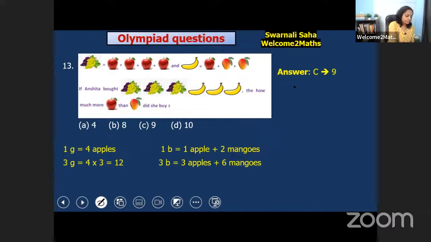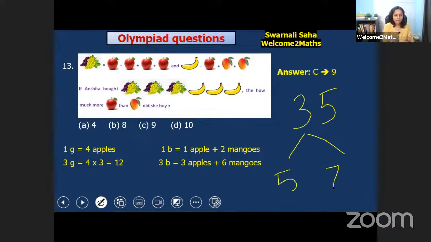Similarly, if we have 35, when we multiply 5 into 7, we get 35. So 5 and 7 are the factors of 35. 35 would be the product, and these two numbers are called the factors. So whenever you multiply two numbers and you get a product, those numbers are called factors of the product.